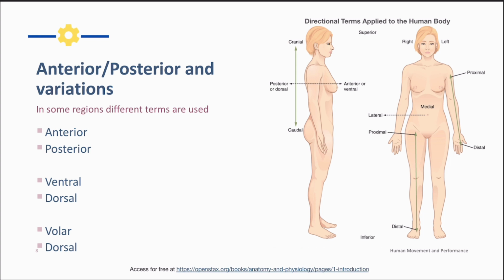And in the hand, we see, for instance, the terms volar and dorsal. Volar refers to the anterior aspect, or the palm side of the hand, and dorsal is the back side of the hand.